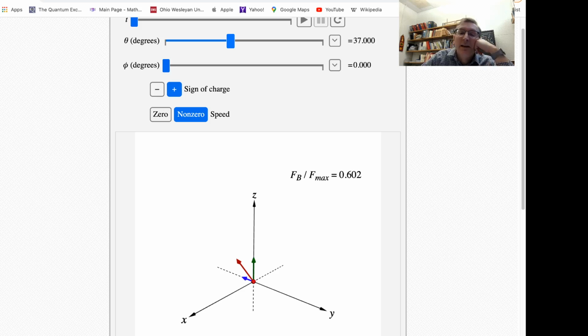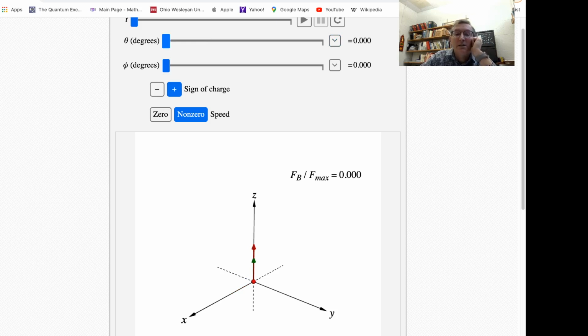Let's get that angle theta down to 30 degrees. Almost there. Boom. Look at that. FB over F max. See the value on the screen? It's a half. The magnetic force is half of its maximum. And its maximum happens when the angle theta is 90, and its minimum happens when the angle theta is 0. So there's some simple function of theta here that's involved.